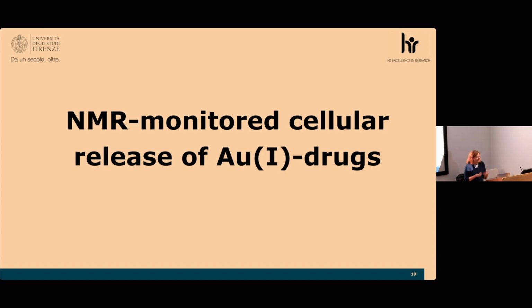So our idea, being mainly NMR spectroscopists, was to look at NMR spectra. Because clearly, if we put a fluorophore on the protein, we see where the protein is going, but we don't have information about gold. We can measure the total amount of gold internalized by the cells, but we cannot measure how much of this gold is bound and what is the kinetics of the release.